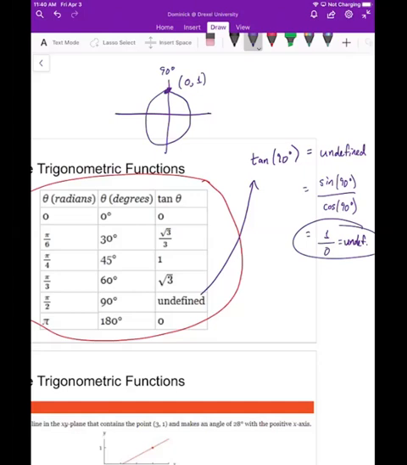All right, so you're actually going to get two angles that would give you undefined. You'll get the 90 degrees or pi over 2, and then you're also going to get down here, because here the x value is 0 as well. And then of course that will be at 270 degrees or at 3 pi over 2. Right, so that will also occur here.